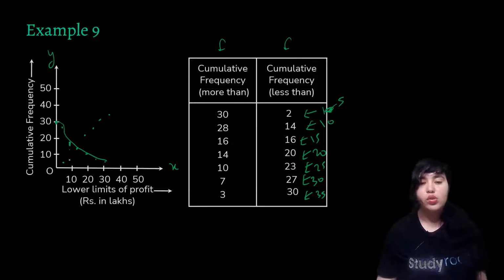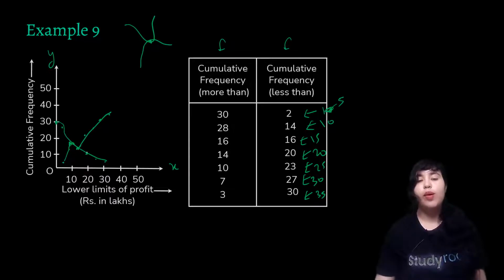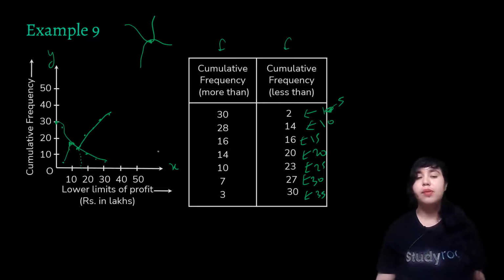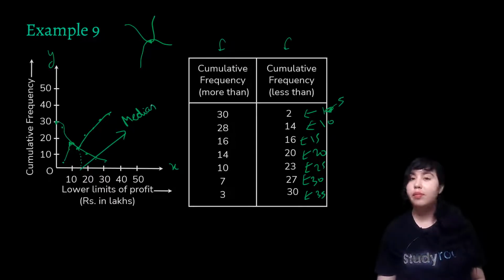So basically if you join these ogives, you will be getting an ogive like this. Okay, it will look something like this and then this. So you will get a point of intersection here, and if you look carefully, this point of intersection will be close to 20, and if you are making use of a graph paper, you will get the exact value. So that value should turn out to be the median, and that will be 17.5 in this case.